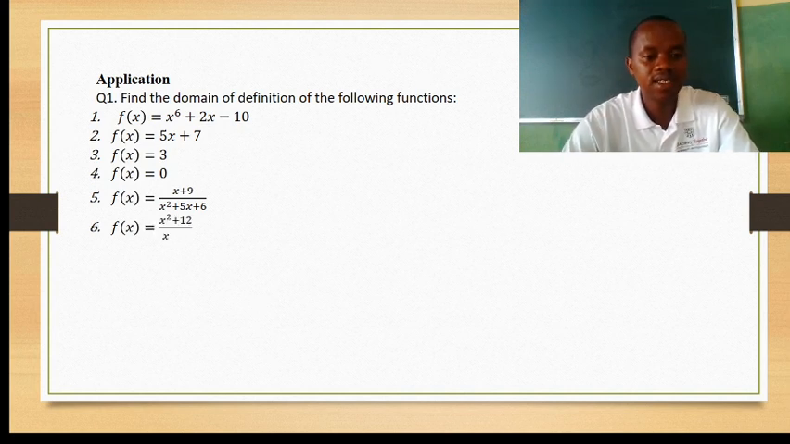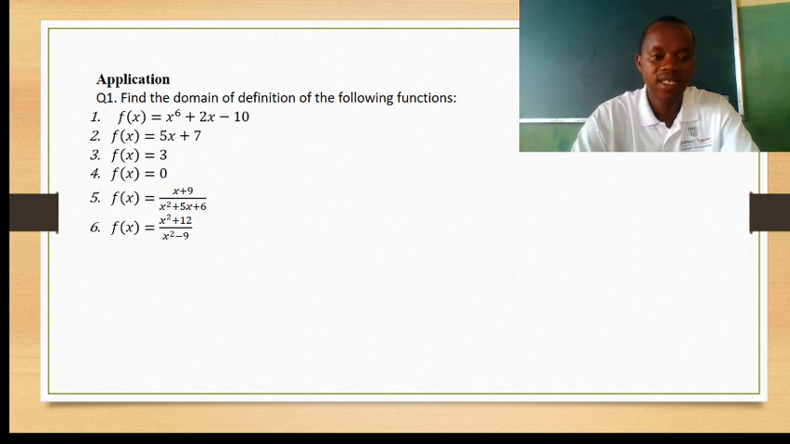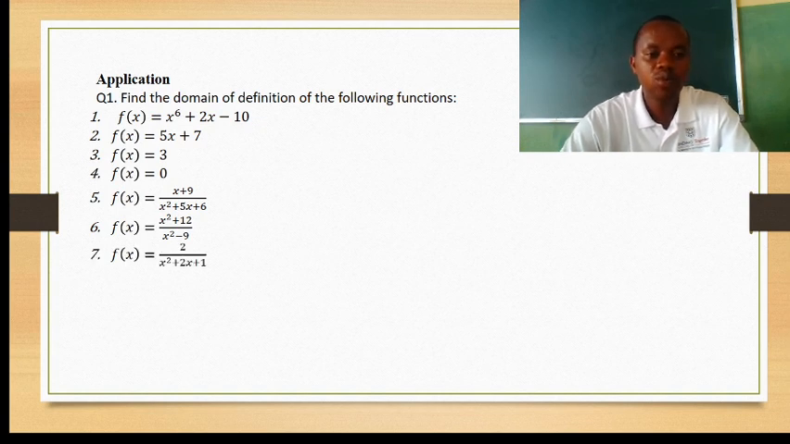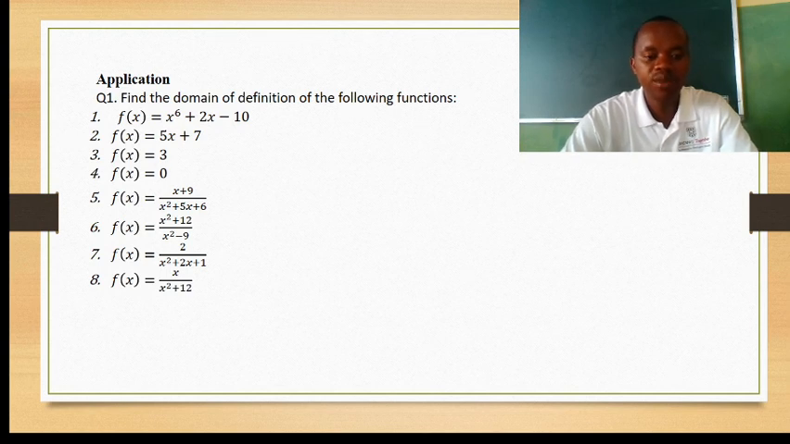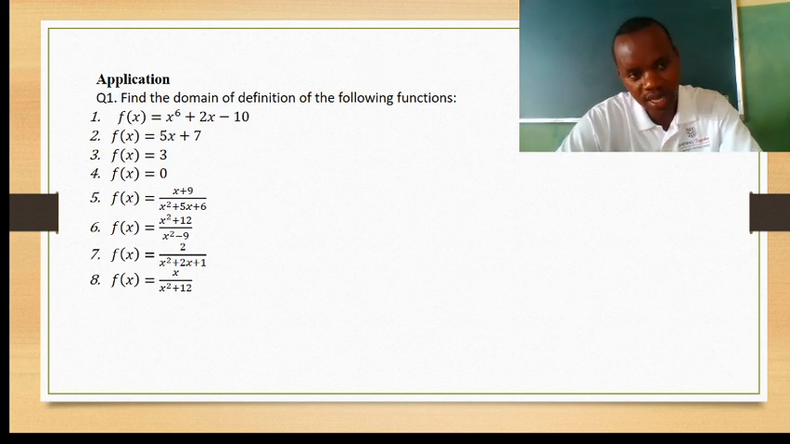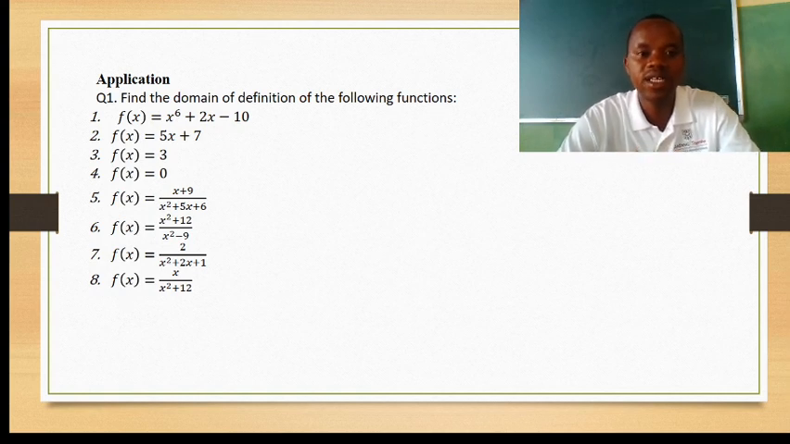Number 6, f of x is equal to x squared plus 12 over x squared minus 9. Number 7, f of x is equal to 2 over x squared plus 2x plus 1. Number 8, f of x is equal to x over x squared plus 12. Those are the 8 functions. You will find out the domain of the definition of those functions by using the skills that we learned above.